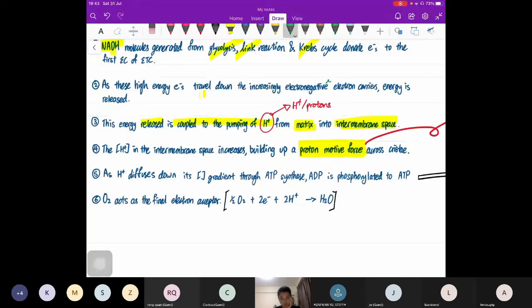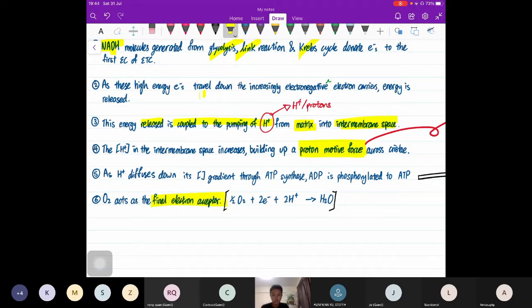So as your H plus now diffuses down its concentration gradient, from your intermembrane space back to your matrix, as it diffuses down its concentration gradient through your ATP synthase, ADP is phosphorylated to ATP. So that's how ATP is formed in oxidative phosphorylation. And then the last part is that O2 acts as your final electron acceptor.